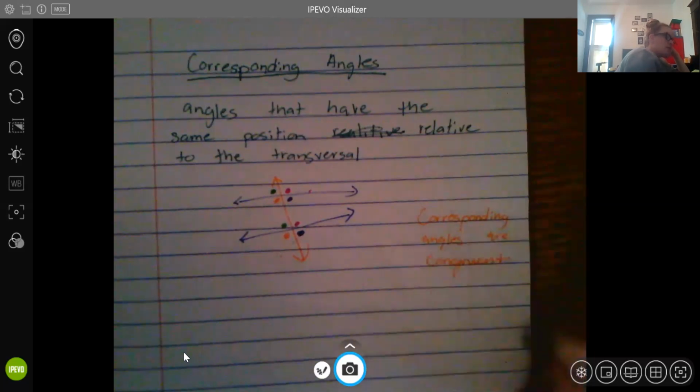So if you've noticed, we have 3 sets of angles that are congruent and 1 set that is supplementary. And it's those consecutive ones, those are our only supplementary set that we talk about for these angles.